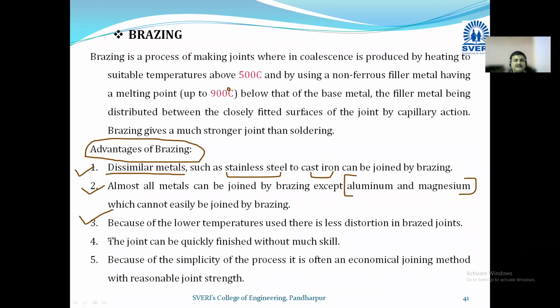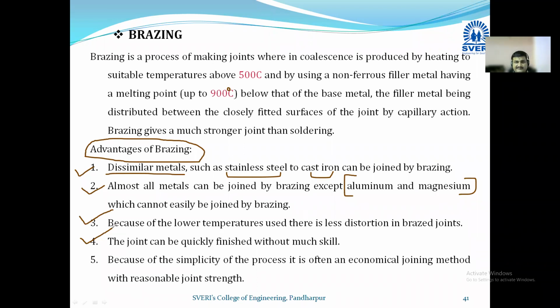Okay. Number 4, the joint can be quickly finished without much skill. Here the skill is not at all required. You will have to melt the filler material, then just keep the workpiece over there. That's all. Brazing will happen automatically. That's why not much skill is required or expected in the brazing operation.